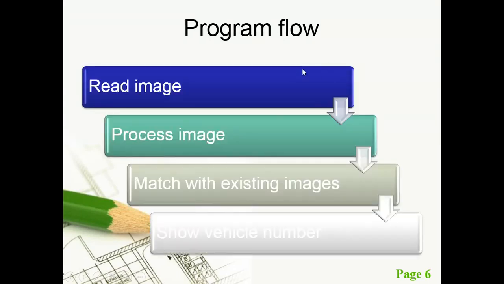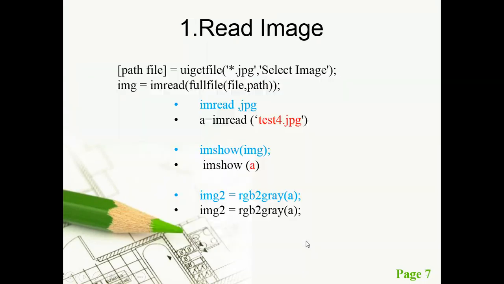This is the actual program flow. Step number 1, read the image. Then step number 2 is to process the image. Step number 3, match with existing images. And step number 4, show the vehicle number.